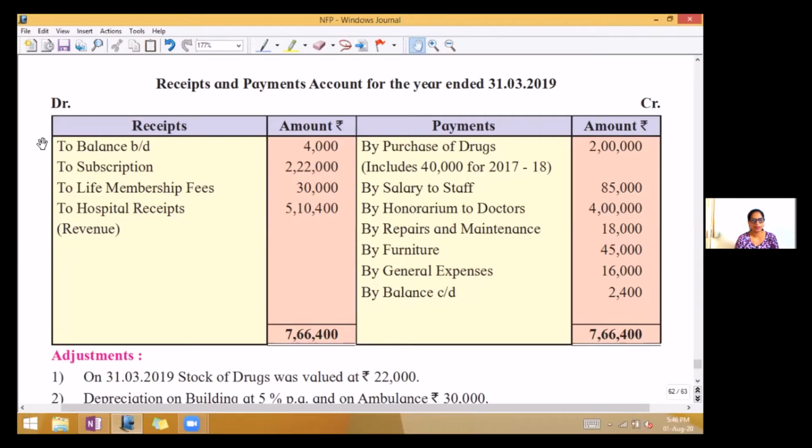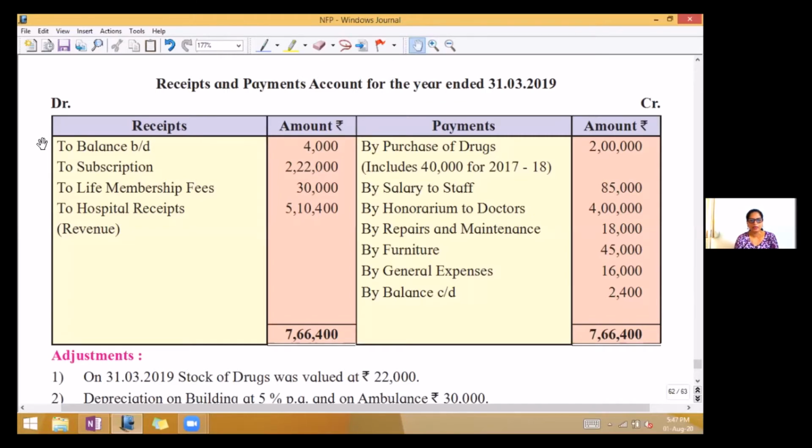Next is subscription, life membership fees, hospital receipts, revenue. When they say revenue, you are supposed to show it on the income side. The payments, purchase of drugs includes 40,000 for 2017-18. So that is last year's. So you have made a payment for last year.